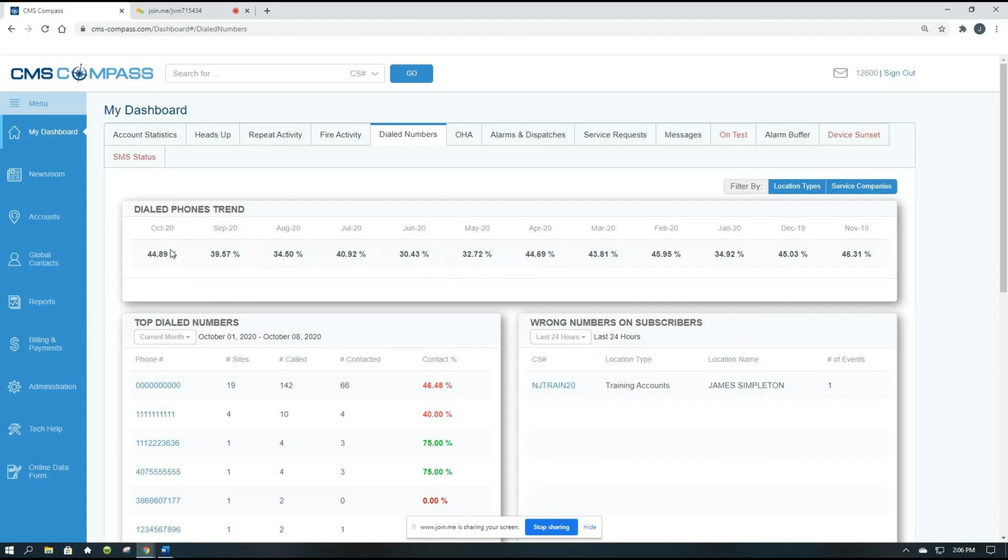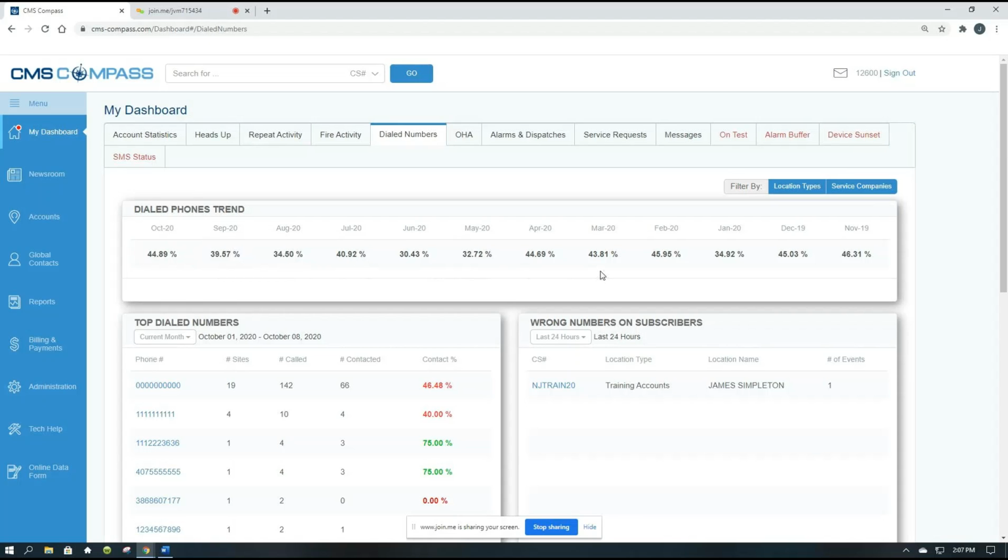So if we're looking here, October 20th, we're pretty high right now. It's 44.89%, in regards to the CMS average. It's still fairly low though, right? Because that means 1 out of every 2 calls isn't getting answered. And we've got to remember that we're only 8 days into the month of October. So let's step back to our first full month. It's September 2020: 39.57, 34.5 in August, 40.